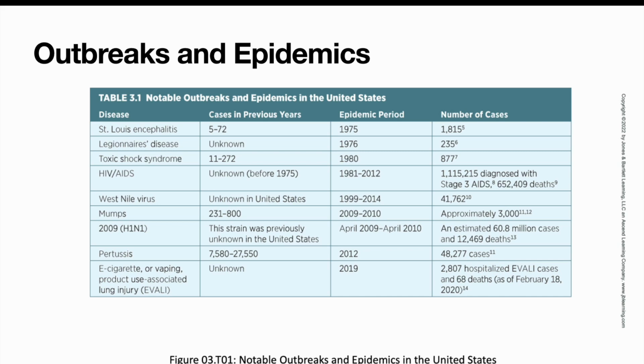So here's just a quick table of some outbreaks and epidemics over the years in the United States. And we see there was St. Louis encephalitis, Legionnaire's disease, toxic shock syndrome, HIV, West Nile virus, mumps, the H1N1 flu, pertussis, and e-cigarette or vaping product use associated lung injury. So that one's an interesting one.